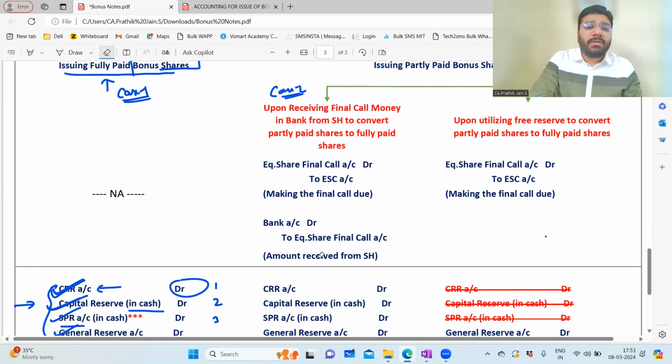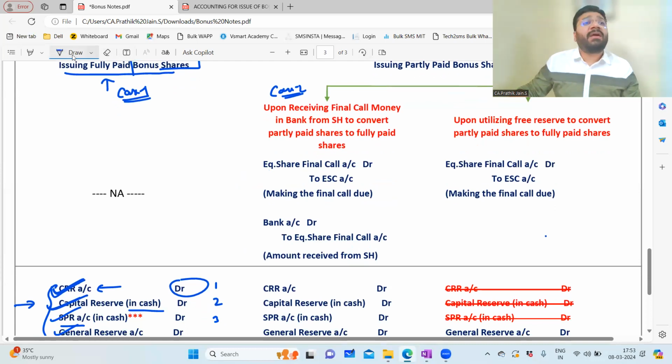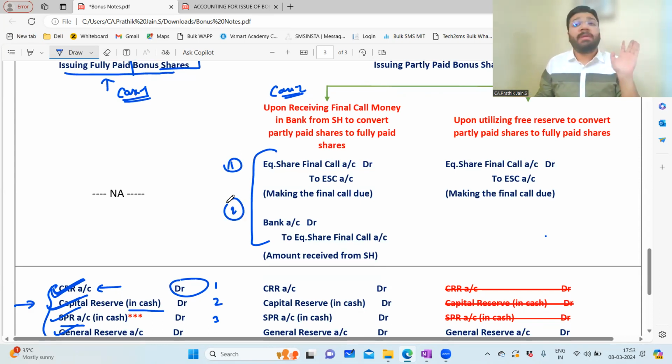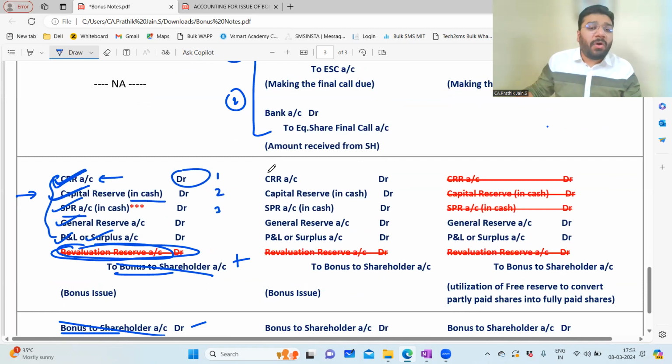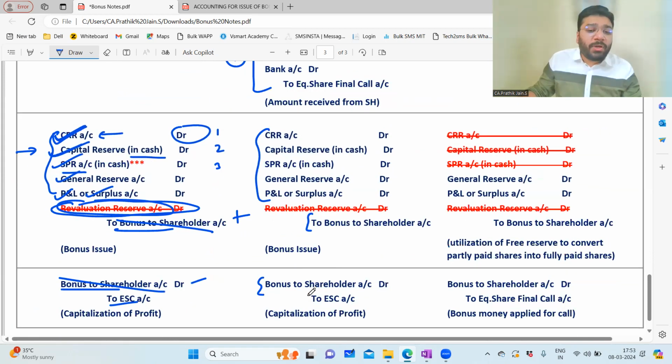Very good. Now here, if you are given a question where the shares are partly paid up, the first stage is to pass these two entries, where you make the partly paid up share into a fully paid up share. This is one stage. The second stage is the normal stage. What is that second stage? All the reserves account debit to bonus to shareholder, and bonus to shareholder to equity share capital. Any difficulty? Very easy concept.